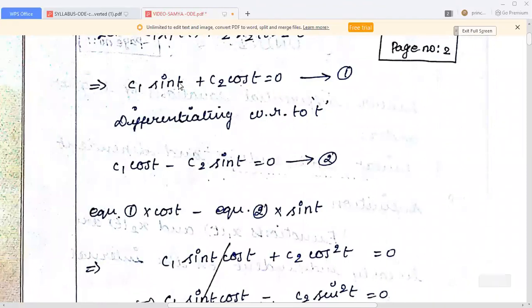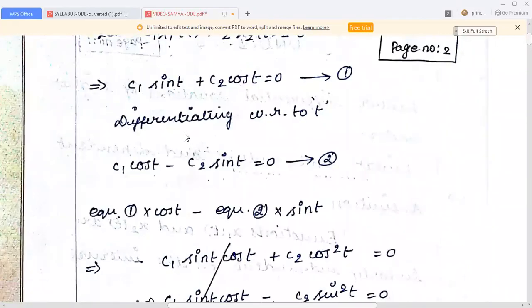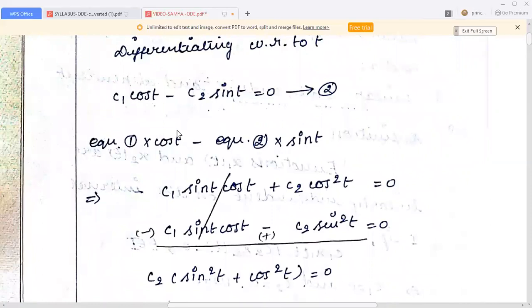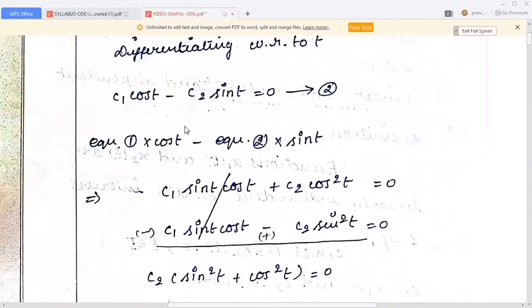Right. Now we are going to differentiate the equation 1 with respect to t. We get c1 into cos t minus c2 into sin t equal to 0. This can be taken as equation number 2. So our aim is to prove the constants c1 and c2 are 0. So for that, we are going to solve the equations 1 and 2. So equation 1 is to be multiplied by cos t, minus equation 2 is to be multiplied by sin t. Then we get this result.